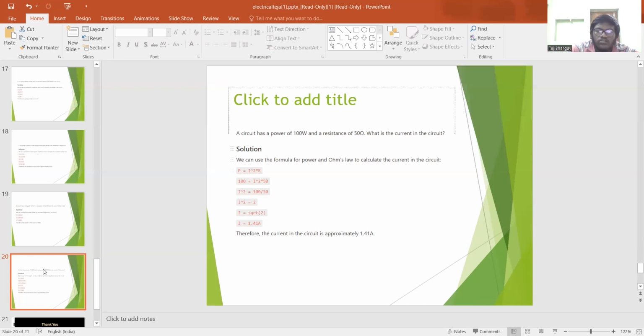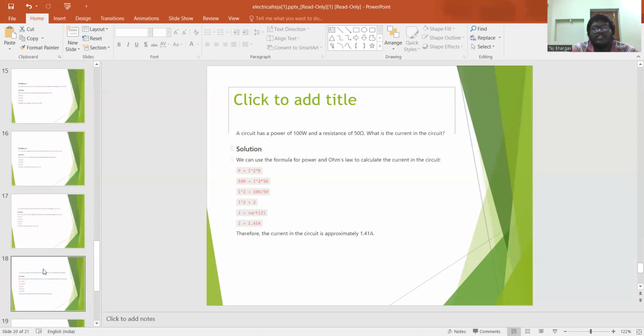I square is equal to 2, because 100 by 50 is nothing but 2. I is equal to the square root of 2. The square root of 2 gives 1.41 something. So here I is equal to 1.41 ampere. Majorly, the formulas that played a role here are P is equal to VI and V is equal to IR. Both these formulas influenced our problem, and hence we found the current, I is equal to 1.41 ampere.